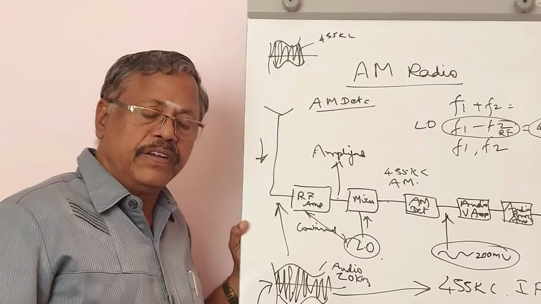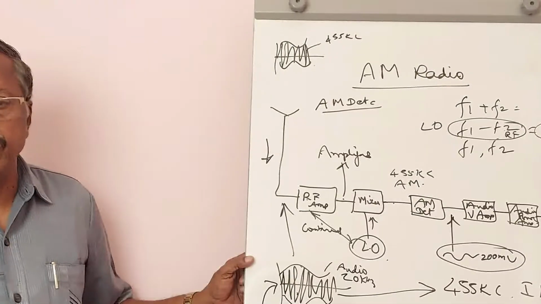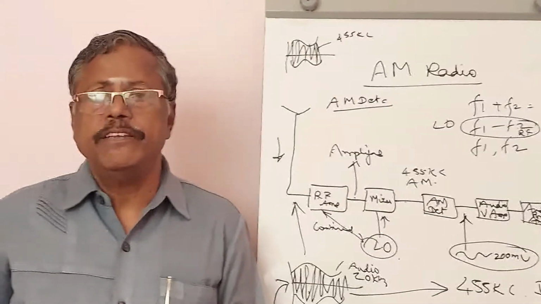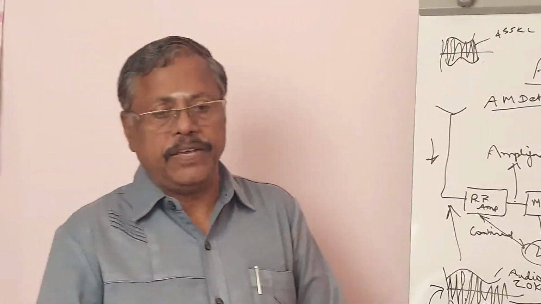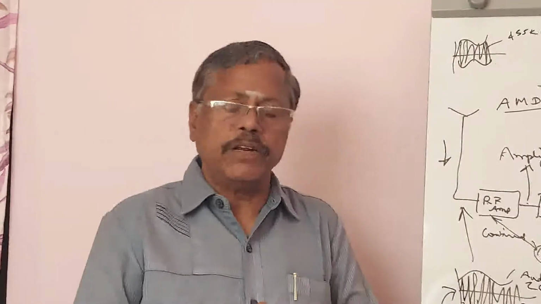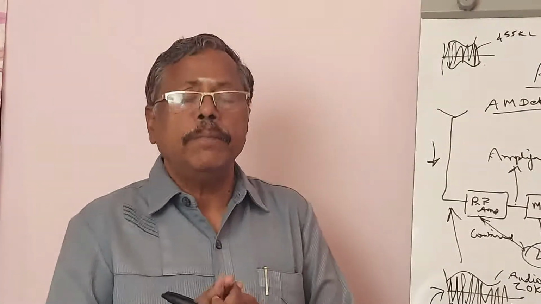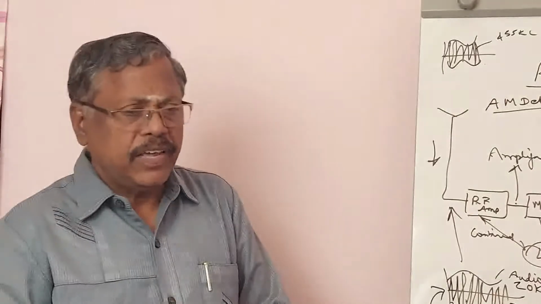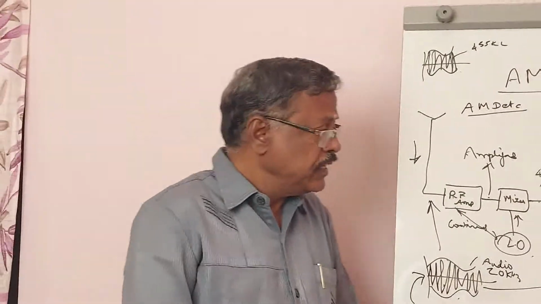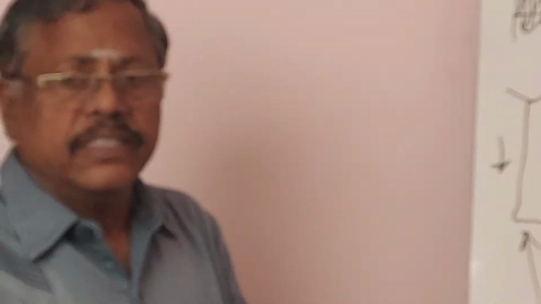This type of amplifier can normally be a class B push-pull amplifier. It can be a class C transformer coupled amplifier. It can be a class B push-pull complementary symmetry amplifier. Like that, any type of amplifier can be used in the audio power amplifier, so that the signal can be given sufficient strength to drive the voice coil of the loudspeaker, so that proper sound can be heard from the loudspeaker.